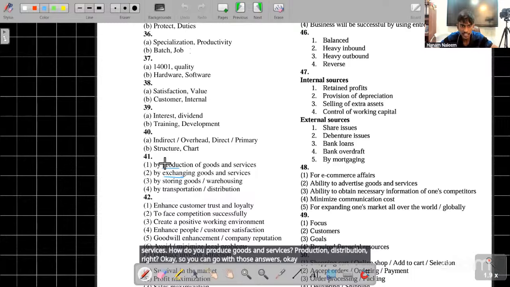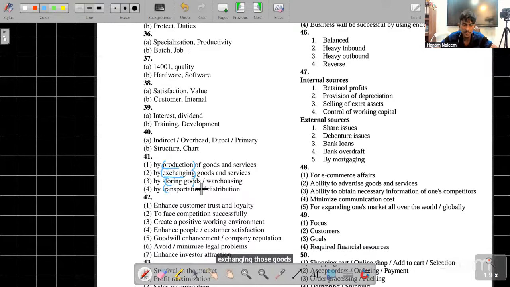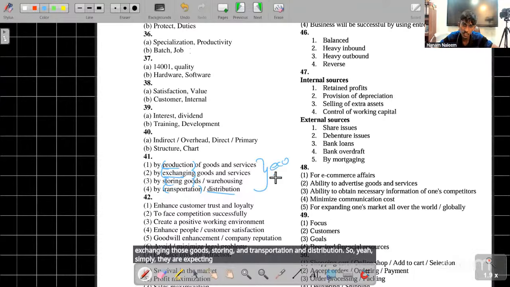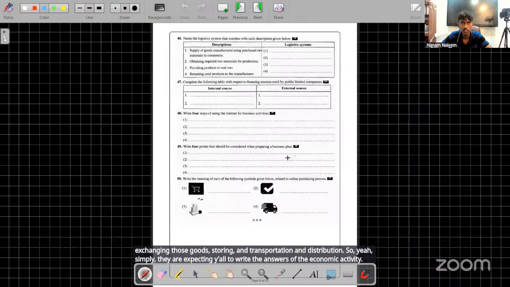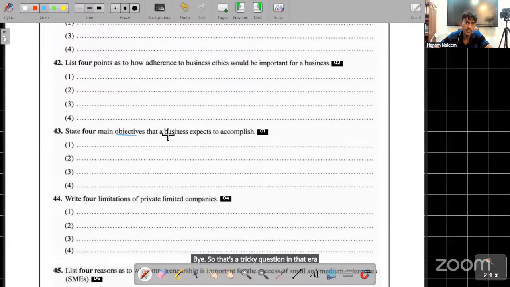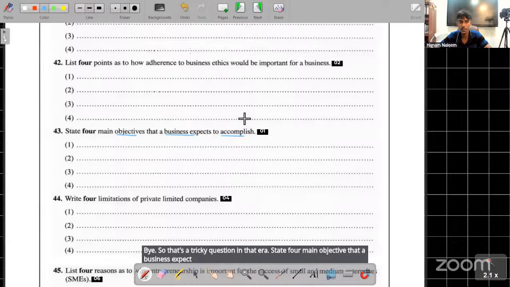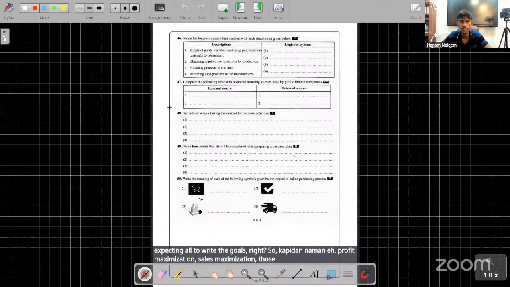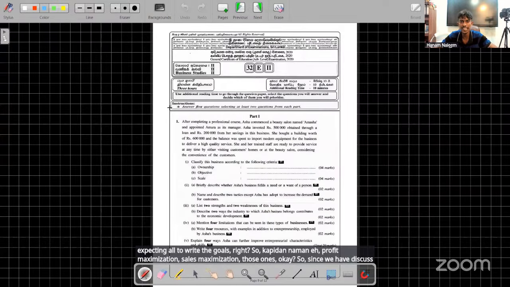Okay, so production of goods, exchanging those goods, storing and transportation and distribution. So here they are expecting you all to simply write the answers of the economic activity. Right, so that's a tricky question in that year. State four main objectives that a business expects to accomplish. Objectives means they are expecting you to write the goals, right? We know profit maximization, sales maximization, those ones. Since we have discussed already, no need to do that again.